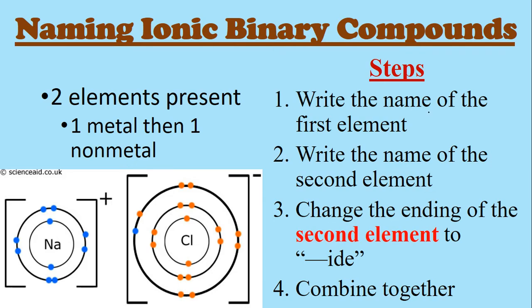You're going to write the name of the first element. So you're going to look on the periodic table, you're going to write the name of the first element, and then you're going to write the name of the second element. Then the second element has to have its ending changed to IDE. And then you're going to just kind of combine this all together. And I'm going to show you some examples. Now, pause the video right now, make sure you get a periodic table in front of you so you can follow along and you can practice this as well.